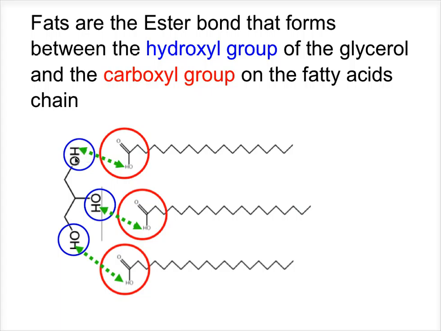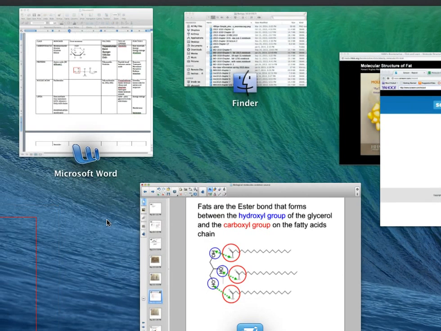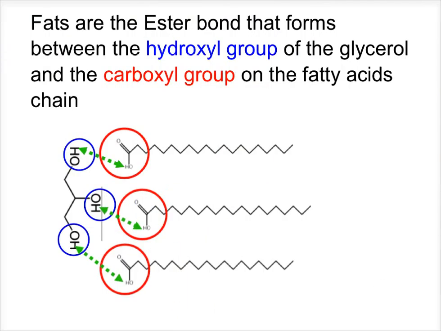So this ester bond forms between the hydroxyl group on the glycerol and the carboxyl group on the fatty acid chain, and in the process a water molecule comes off because of the OH over here and the HOH over here. And you can see 3 of these would be formed.